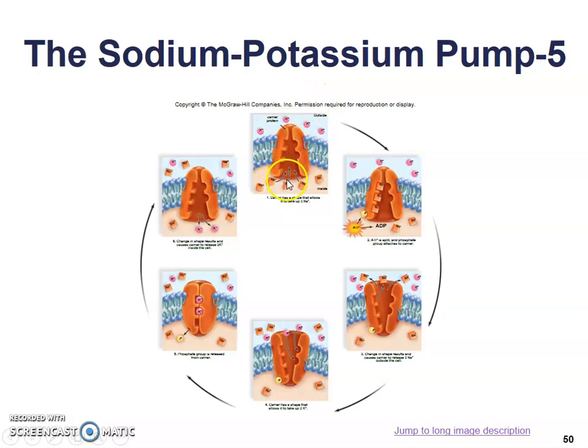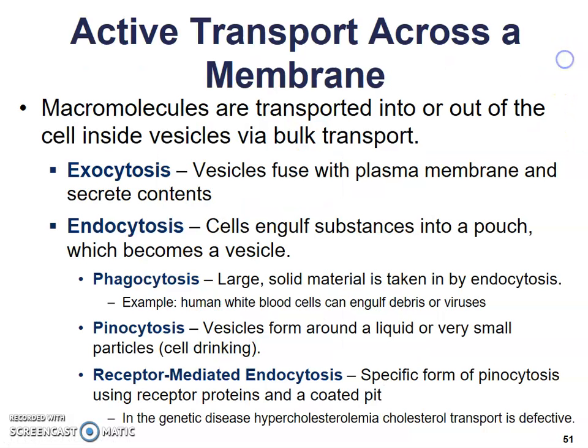Now, this uses about 2/3 of the total energy that your body uses in a day. So this is a major process for your cells, and if this does not work properly, it's really bad.